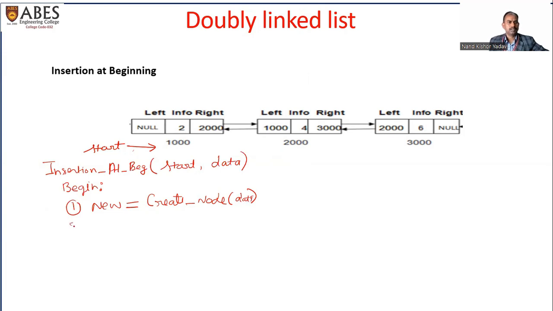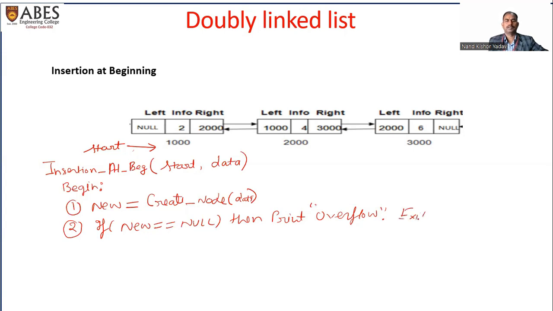Now in the second step, we have to check whether the node is created or not, meaning whether memory is allocated to new node or not. So we have to check if new is equal to null, means no memory is allocated, then we have to print overflow. We have to write print overflow, and from here we perform the exit operation.